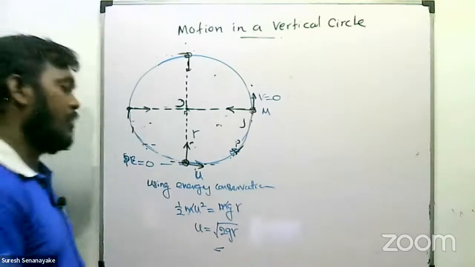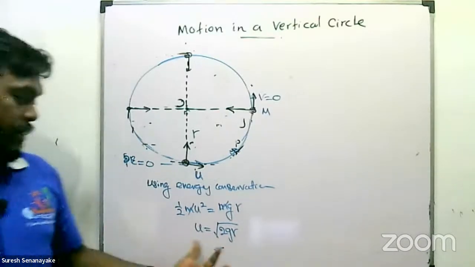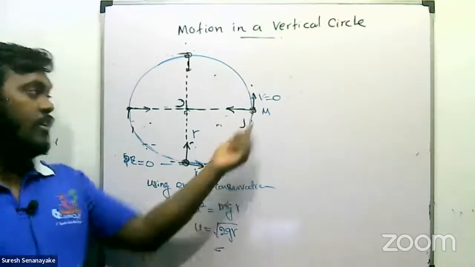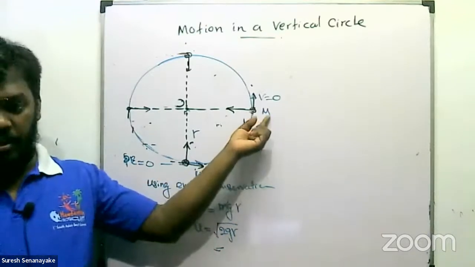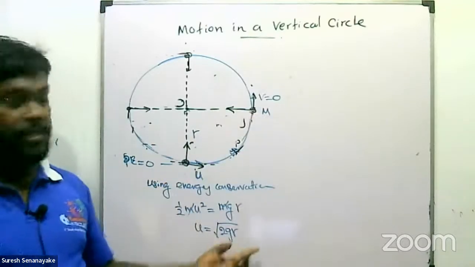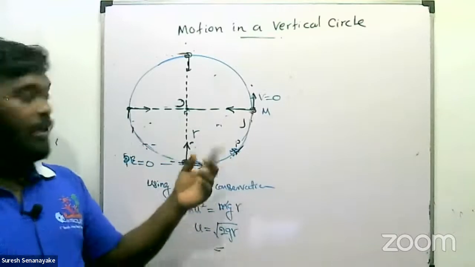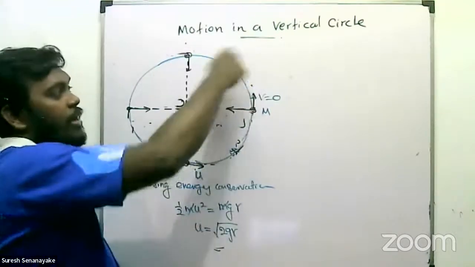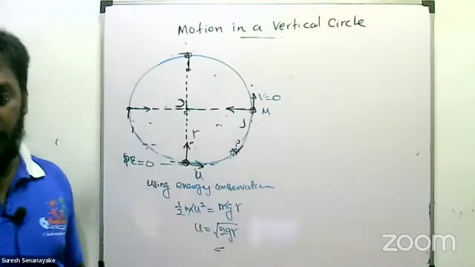It means, if your velocity given at this lowest point is less than this value, it will not come to this point M. If the velocity at this lowest point is greater than this value and less than the square root of 5gr, it will not come to this point, but it passes this point. Then when we are here, the string will slack.